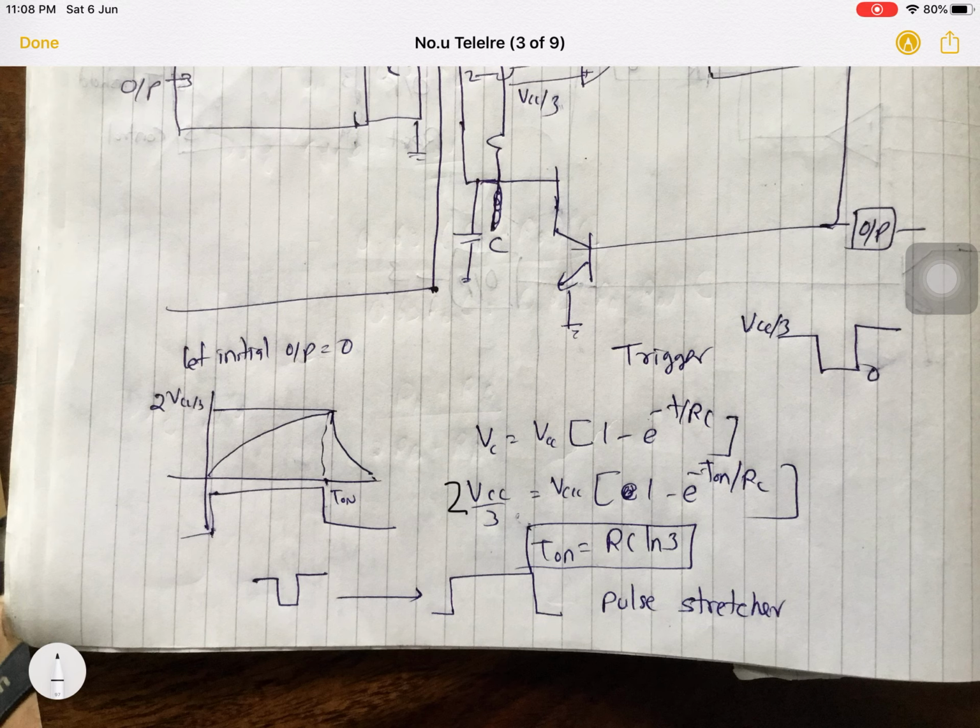I think I'm making some mistake here. Let me check. No, I'm right. Just replace it: 2 VCC by 3 equals VCC times 1 minus e to the minus T1 by RC. Take the ratio, it comes out to be RC ln 3. This value comes out to be T1 is RC ln 3. So the charging time, the on time of the waveform, T on is equal to RC ln 3.